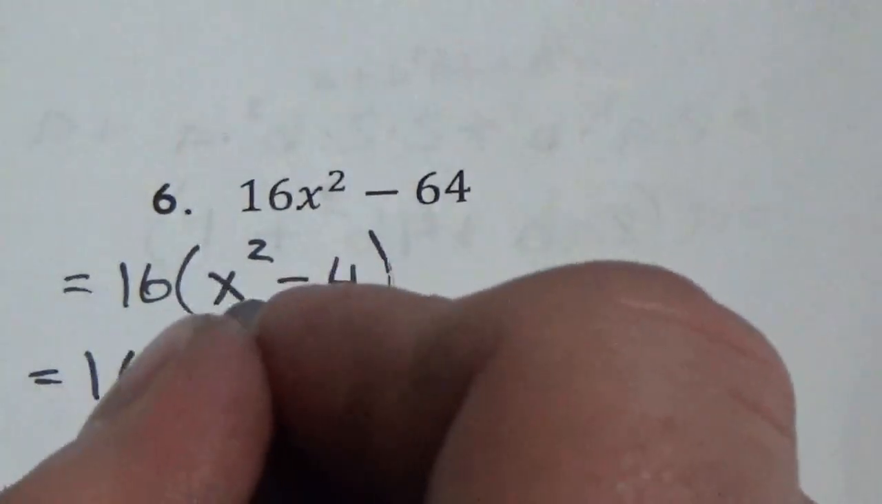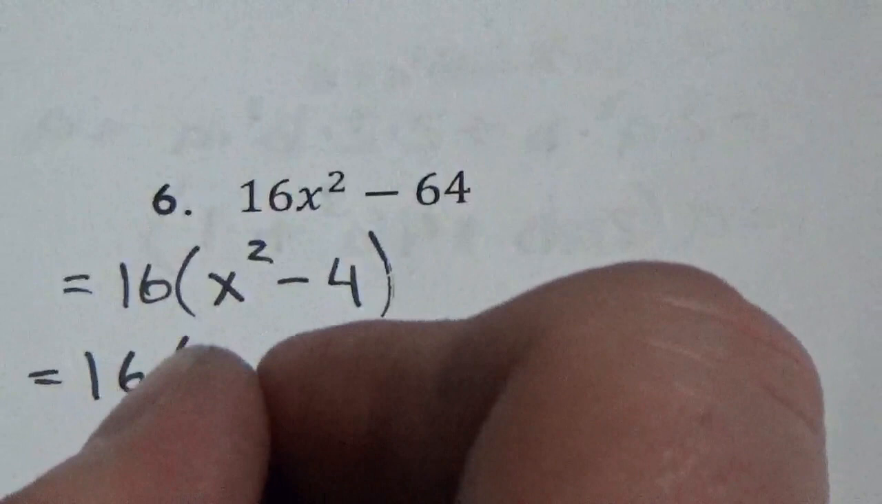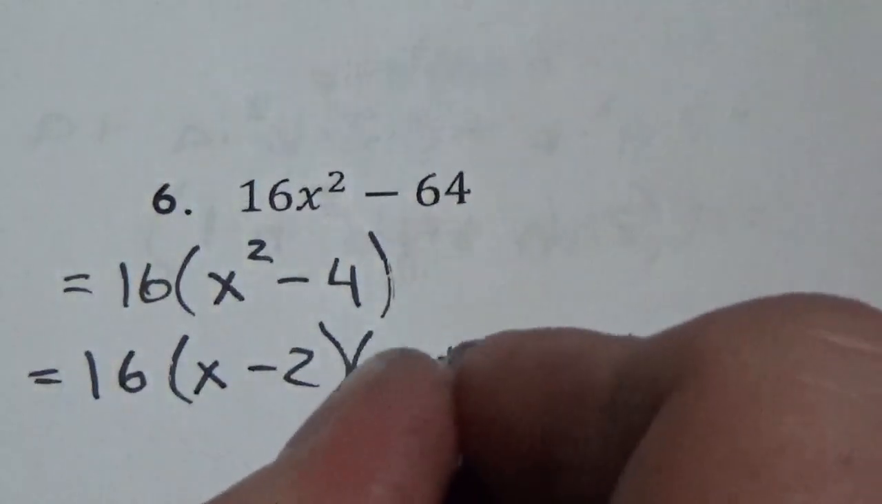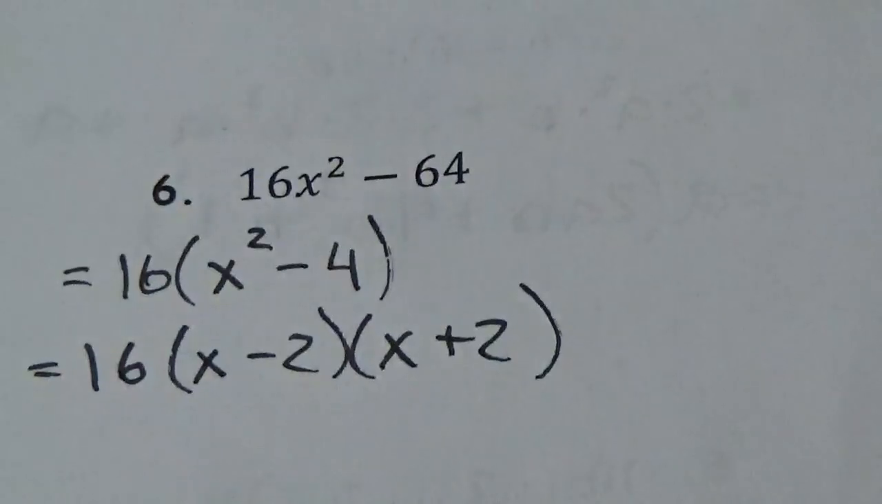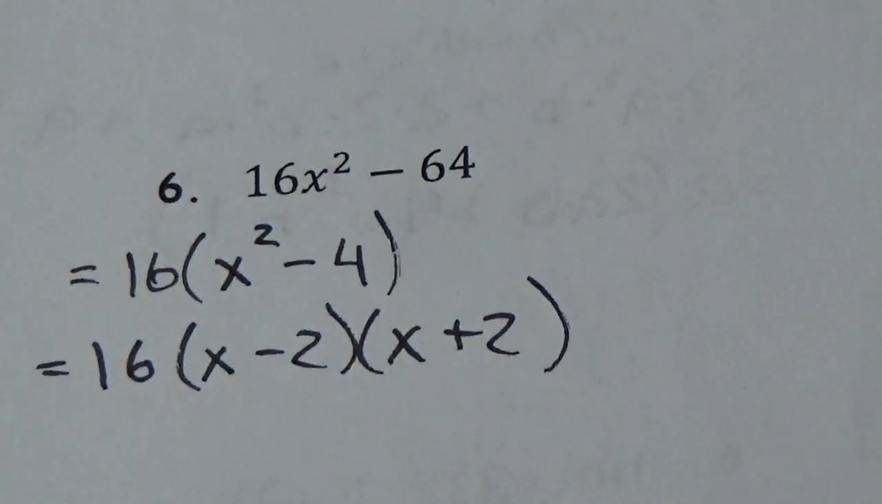And now what I'm left with is a very simple, straightforward difference of squares. So it'll be x minus 2 and then x plus 2. There's my difference of squares factoring. And finally, we'll look at factoring by grouping.